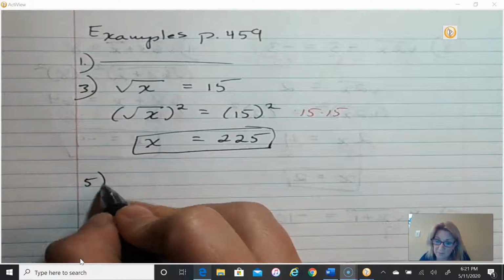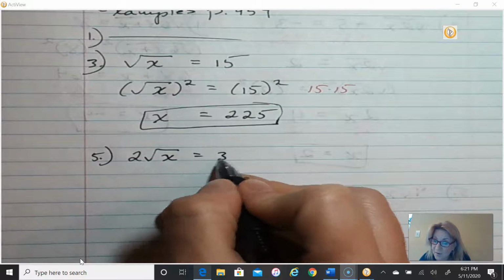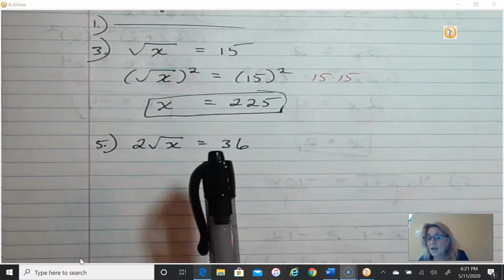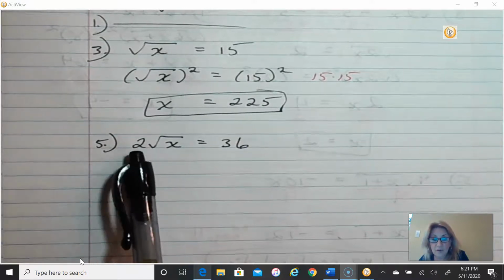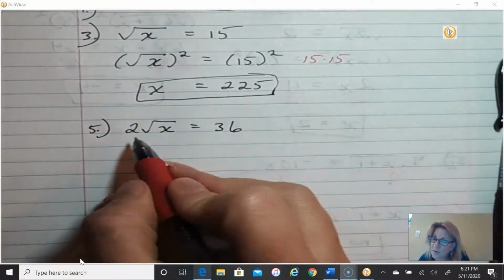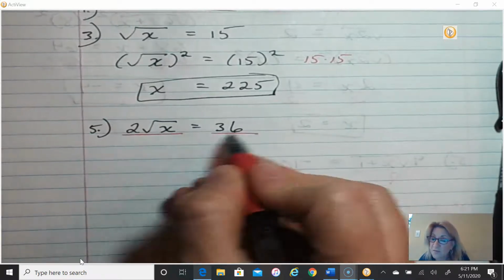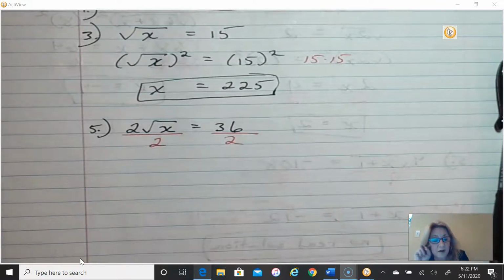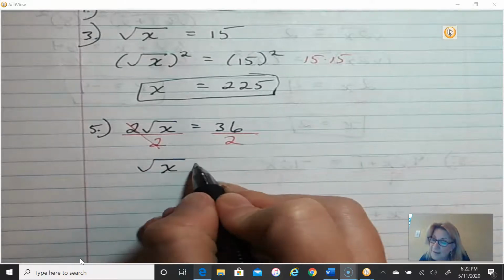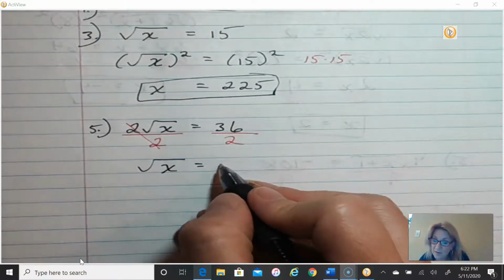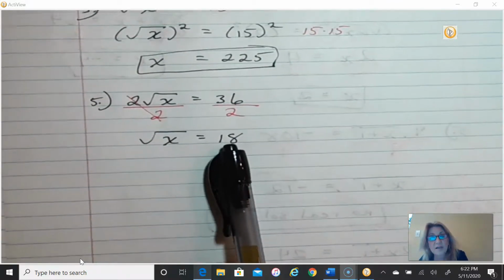All right, number 5. 2 times the square root of x equals 36. Okay, this is not completely isolated because we have a 2 there, so we need to get rid of the 2. It's multiplying the square root of x, so we're going to divide both sides by 2 because we're doing the opposite. So that cancels out, and I'm left with the square root of x equals 36 divided by 2, which is 18. Okay, that's not a negative, right?